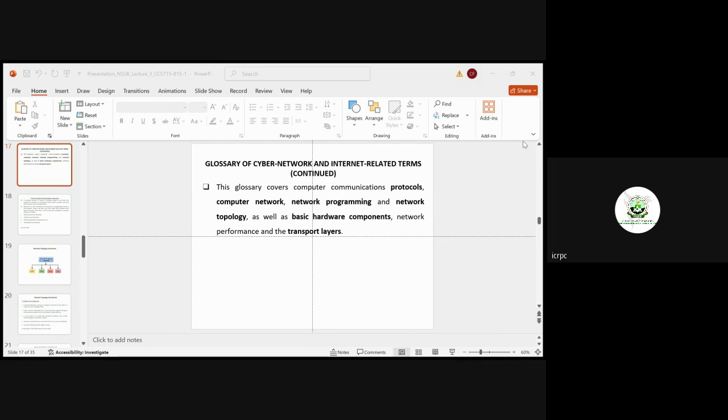Interconnection of networks, right? So we are looking at some of the terminologies that you always see when you are talking about networks or networking. One of them is protocols, right? So I've defined computer network. Then network programming, network topology, as well as basic hardware components, network performance, and then the transport layers. These are some of the things we might want to wrap our heads around so that we understand them.